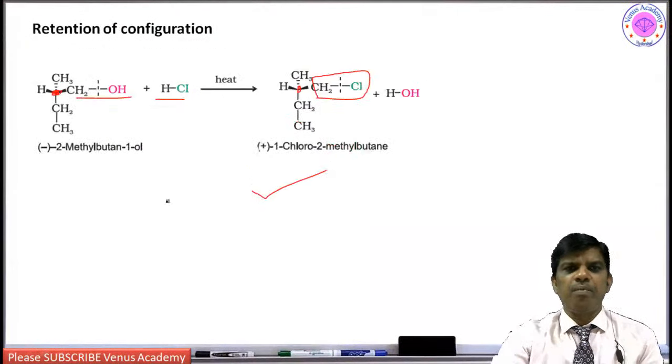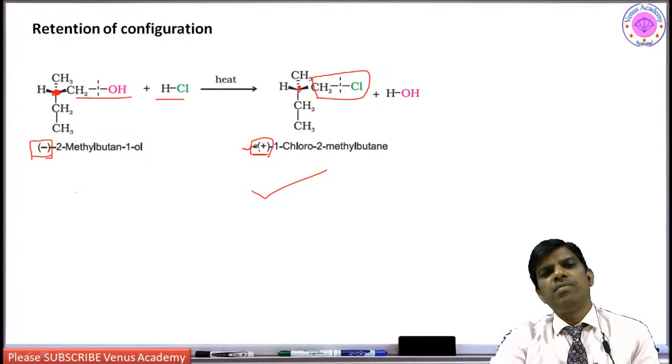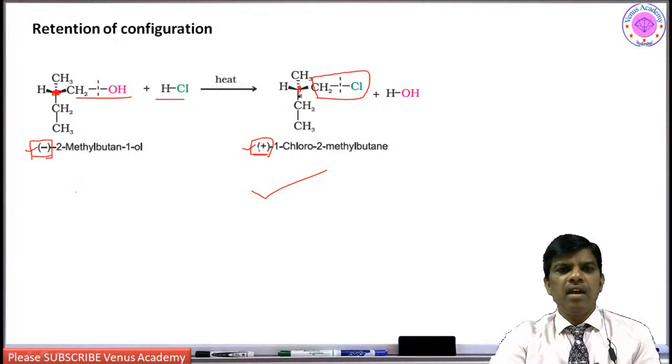Dear students, in previous examples you may say that here, in retention, it is a minus sign and here it is a plus sign. But this rotation is irrespective of the configuration. This rotation is dependent on some factors, and it may change with respect to the solvent. Don't worry about the plus sign and minus sign. These signs denote the optical activity, the optical rotation. Positive optical rotation is dextrorotatory and this is levorotatory. When it comes to DL configuration, DL will not change. In retention of configuration, the DL notation will not change.